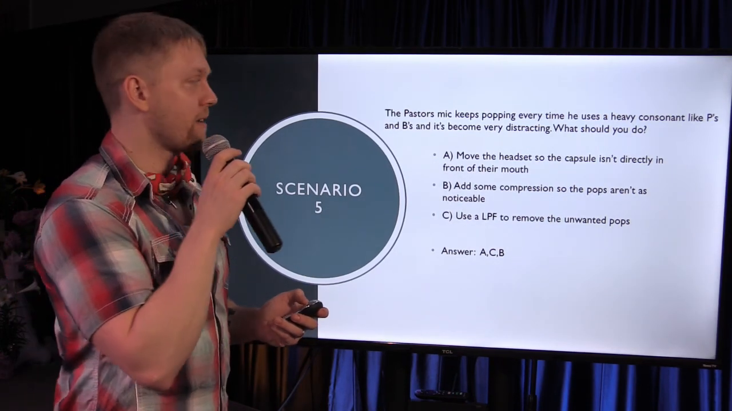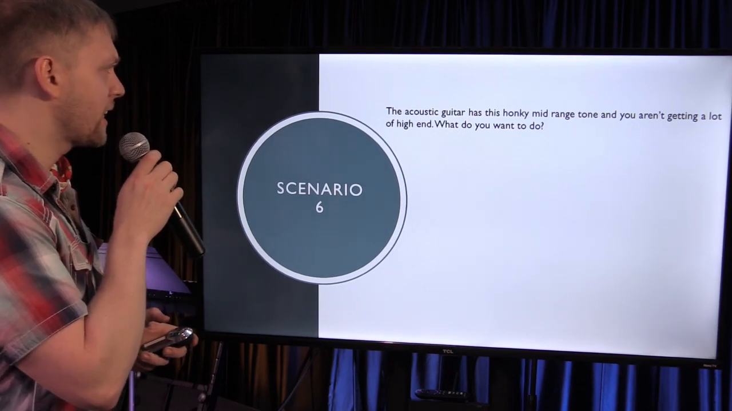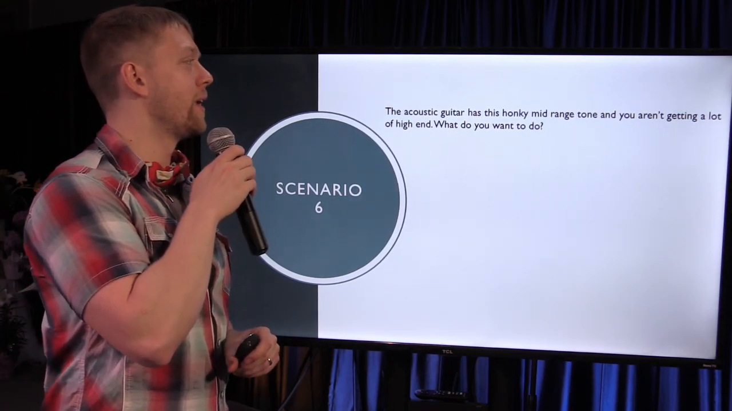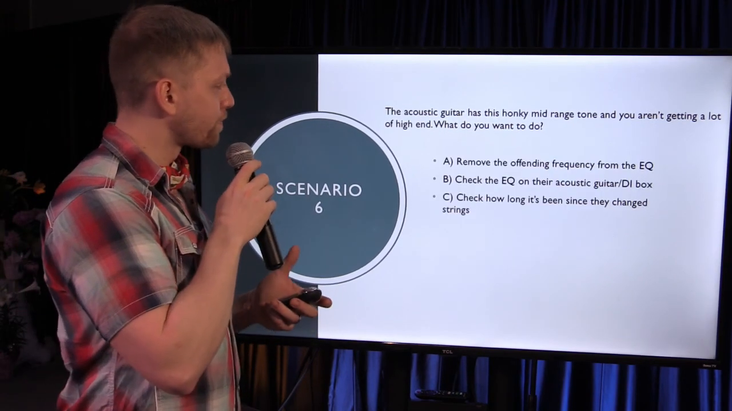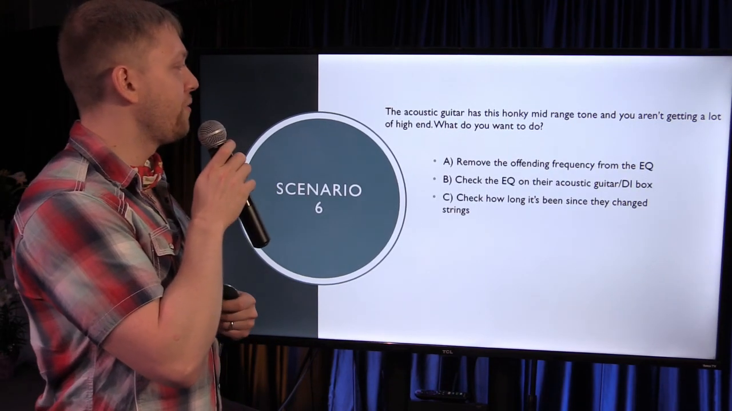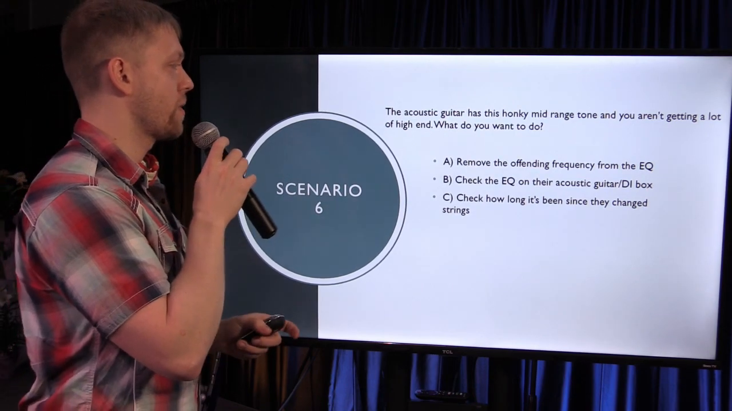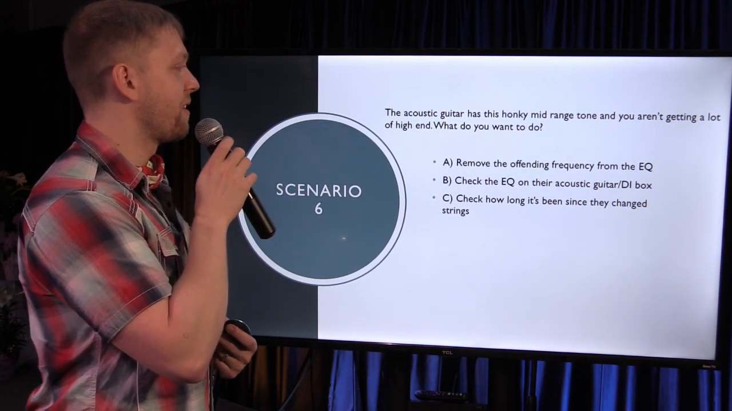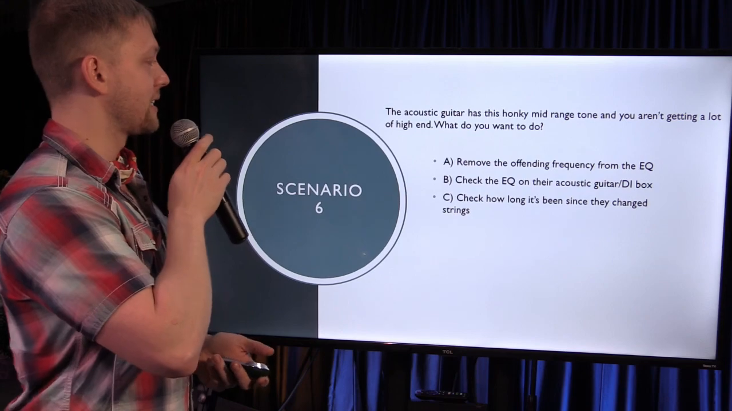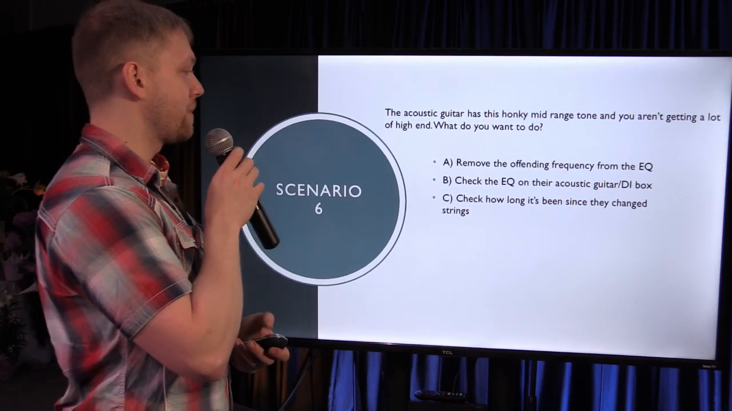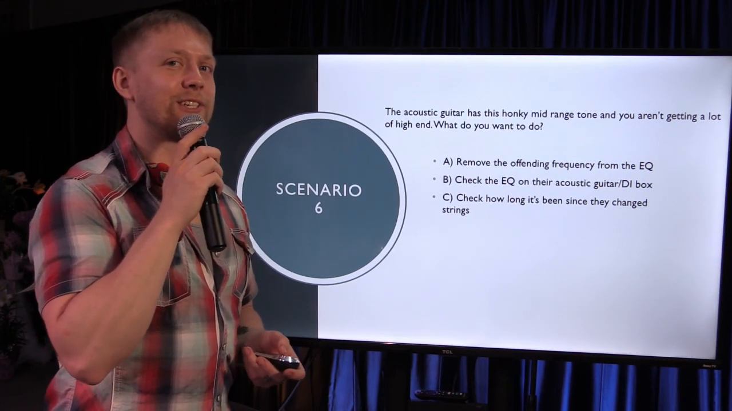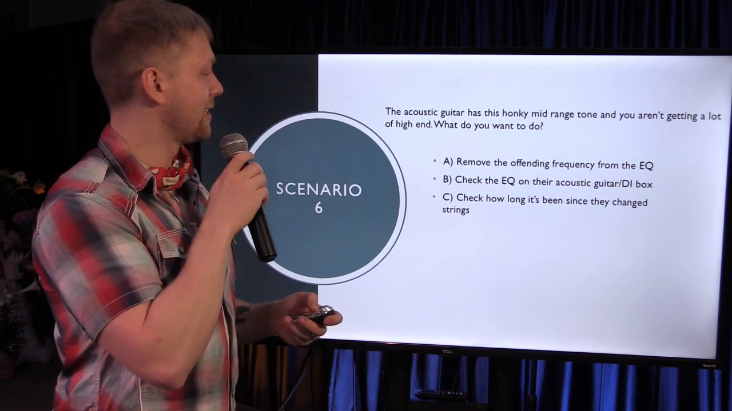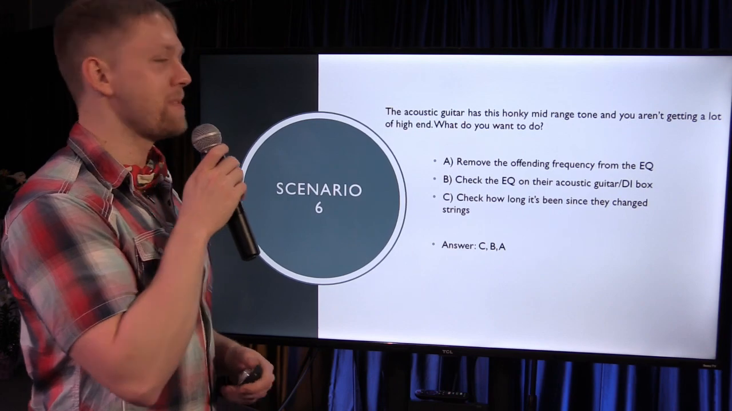All right, last scenario. The acoustic guitar has this honky mid-range tone, and you aren't getting a lot of high end. What do you want to do? Option A, remove the offending frequency from the EQ. Option B, check the EQ on their acoustic guitar / DI box. Option C, check how long it's been since they changed strings. Answer in 3, 2, 1. C, then B, then A.